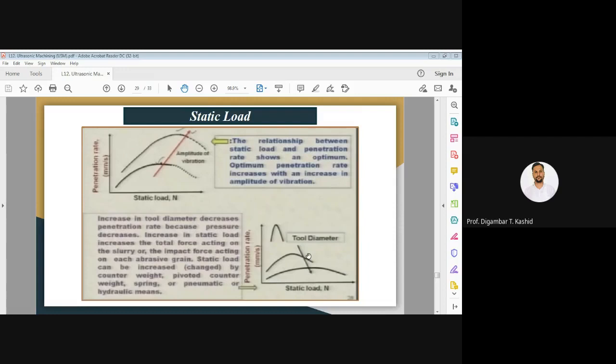But as tool diameter is increasing, the penetration rate decreases. You can see, increasing the tool diameter decreases the penetration rate, because pressure decreases with increasing tool diameter, because we know that pressure is equal to force divided by tool cross-section area. And an increase in static load increases the total force acting on the slurry, or the impact force acting on the particles. So this was about the static load.